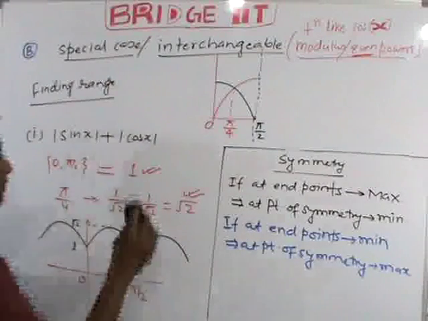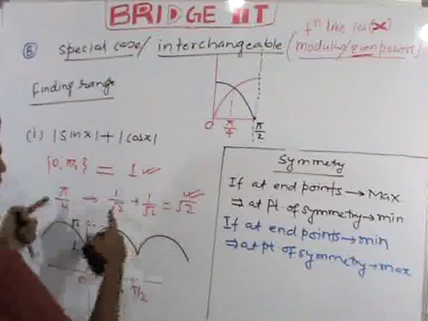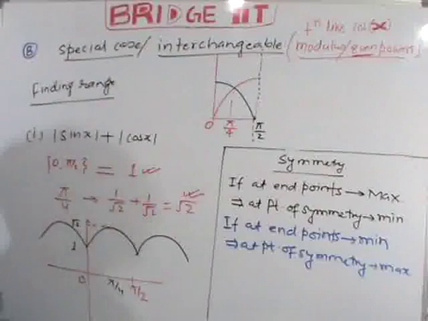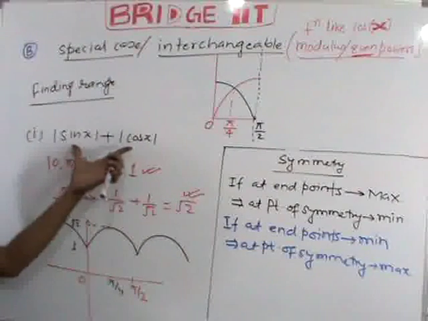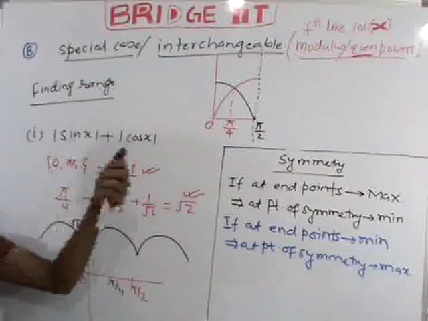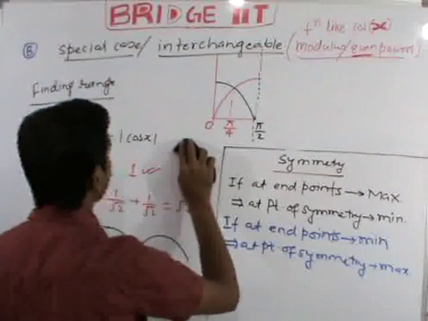I will take some more examples. So if at endpoints we are getting minima, then at the midpoint or at the point of symmetry you are getting maxima. Now, keep in mind that this concept can be applied only if this is a perfect case of symmetry or interchangeable case. I'll take another example.